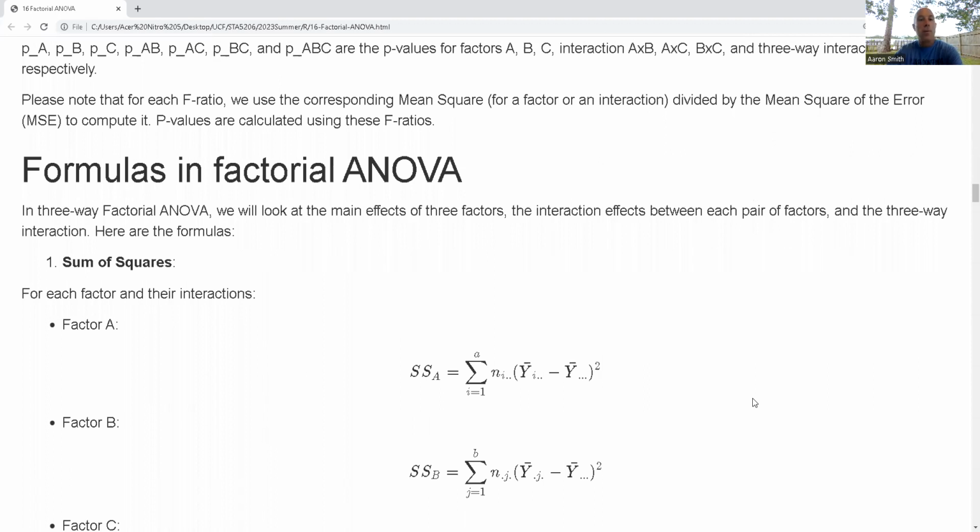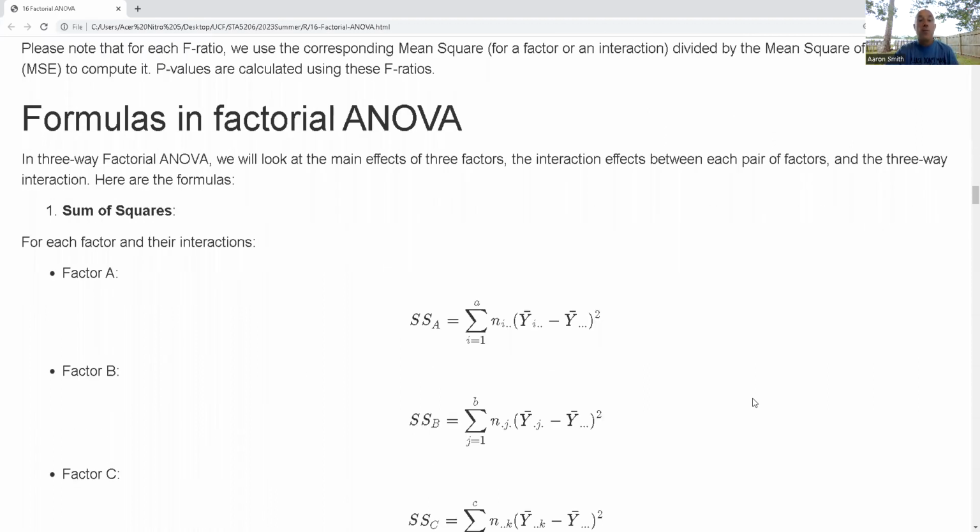All right. Now let's take a look at the formulas in Factorial ANOVA. Okay, so there's some stuff to look at here. There's quite a bit. In 3-way Factorial ANOVA, we will look at the main effects of 3 factors, the interaction effects between 3 pairs of factors, and the highest order 3-way interaction.